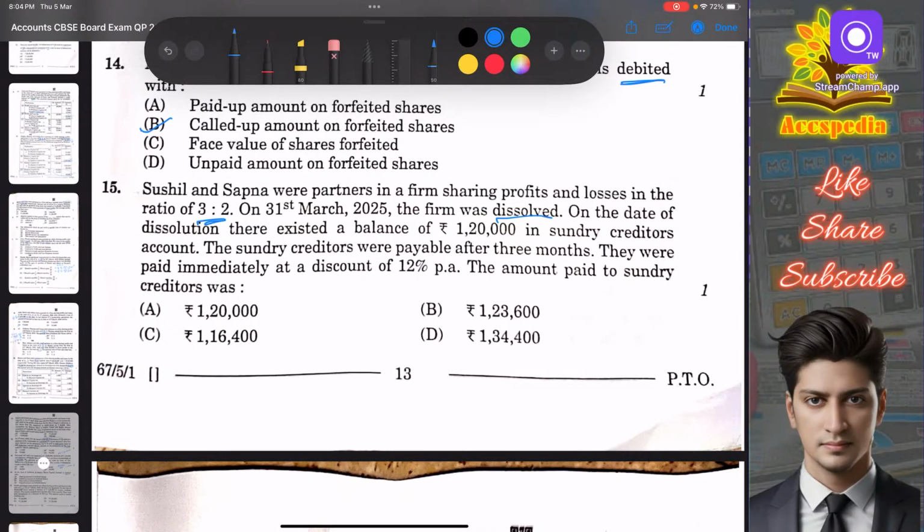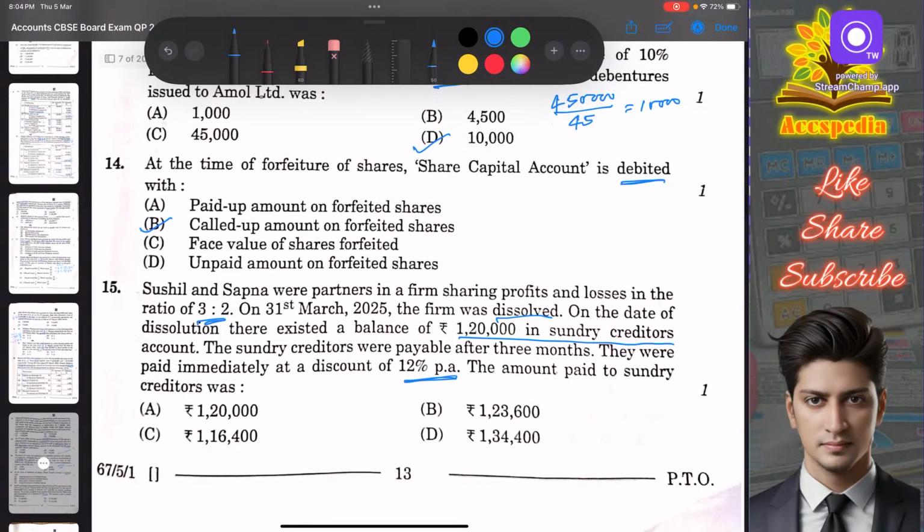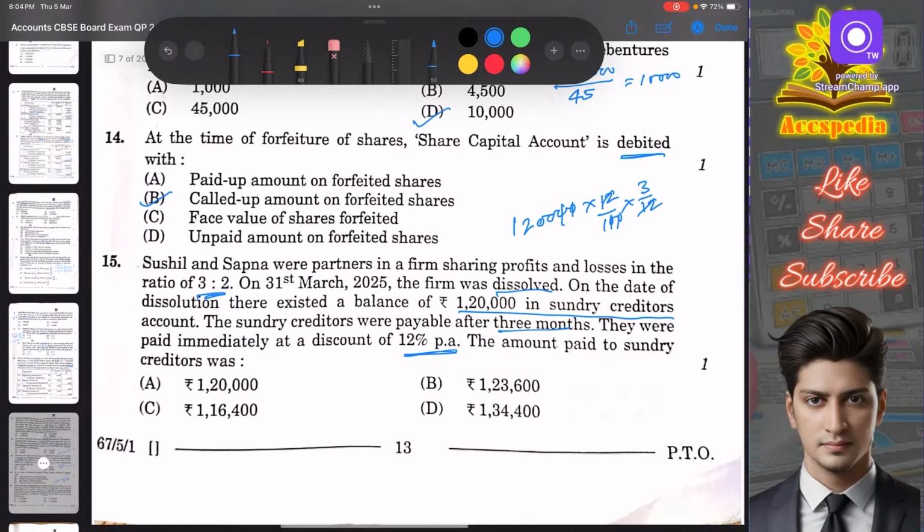On that date, there existed a balance of 1,20,000 in sundry creditors. The sundry creditors were payable after 3 months. They were paid immediately at a discount of 12% per annum. For the amount paid to sundry creditors, we have to calculate the discount. So on that 1,20,000, at 12%, since it is payable after 3 months, we will get 3 months' discount. So 12, 2 zeros, 1,200 into 3, 3,600. 1,20,000 minus 3,600 is 1,16,400. Yes, this is the answer.